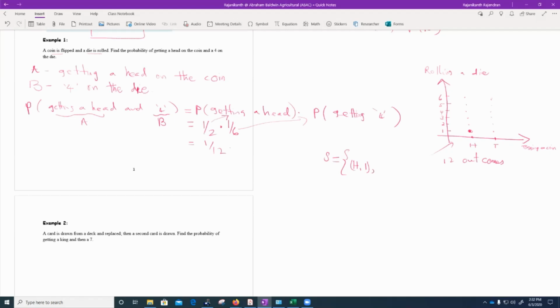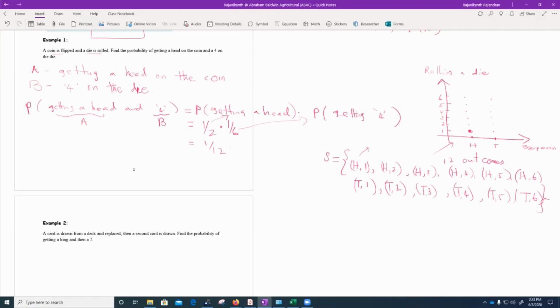Then if you look at my second one, getting heads and the number 2. Another possible answer, getting heads and number 3, heads and number 4, heads and number 5, heads and number 6. Or you may have getting tails on the coin and getting number 1 from the die, or T and 2, T and 3, T and 4, T and 5, and T and 6. Okay, so if you do 2 experiments, you have to consider those 2 as one outcome.